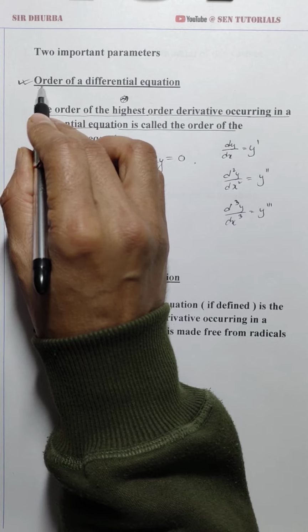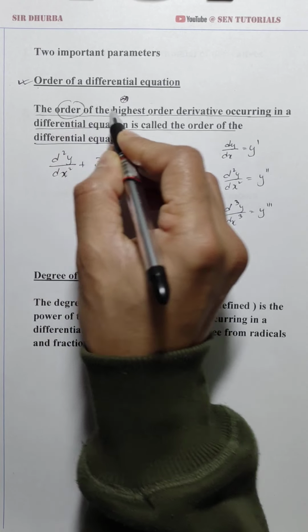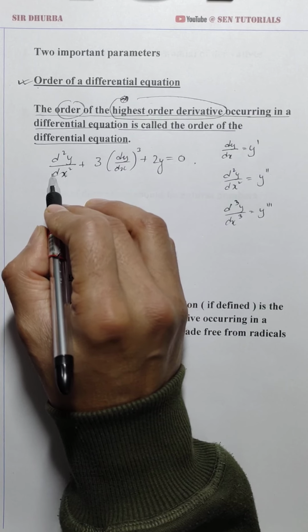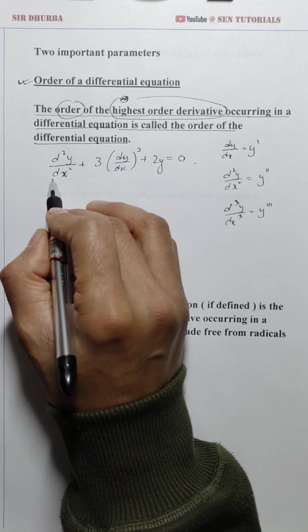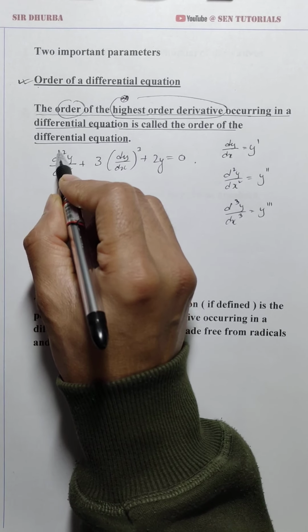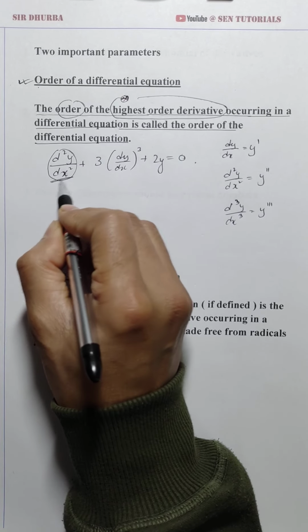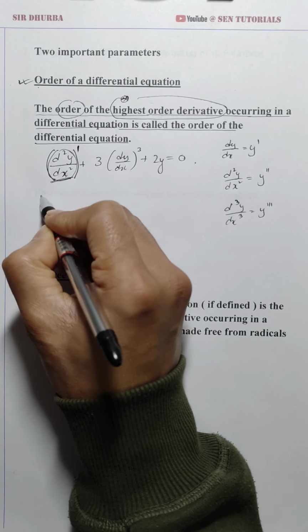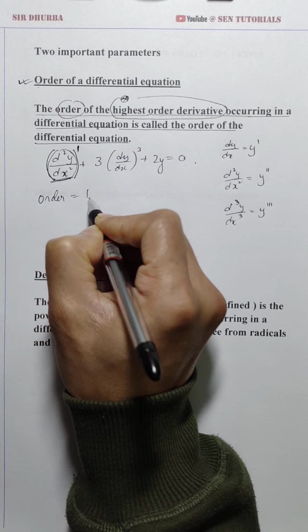And what do you mean by order of differential equation? It is the order of the highest order derivative. So what is the highest order derivative here? The highest order derivative is this one. And what is the degree or order of this highest order derivative? 1. So what is the order here? Order will be 1.